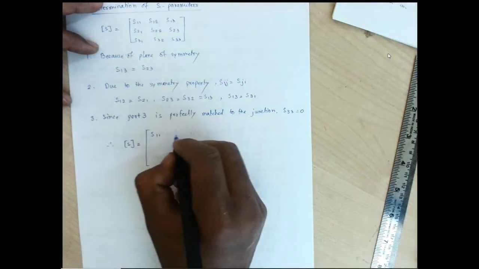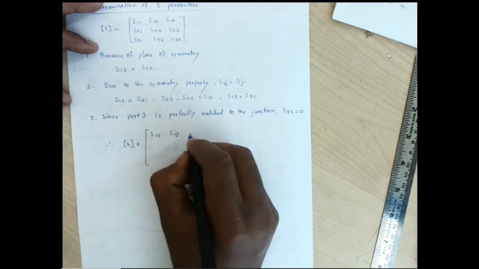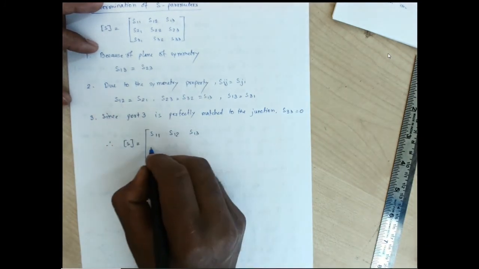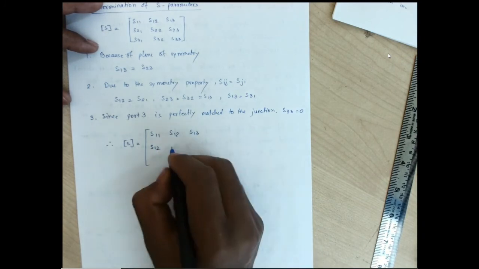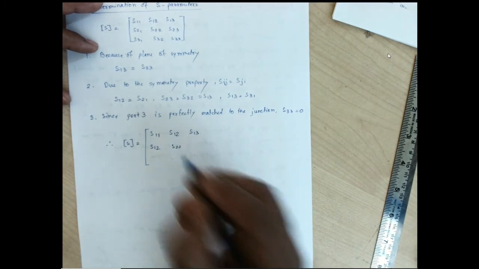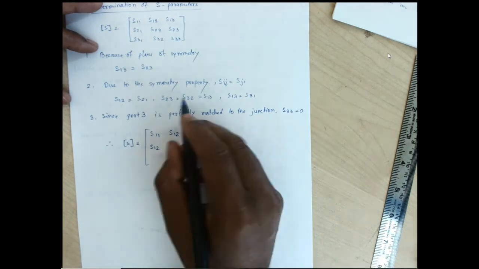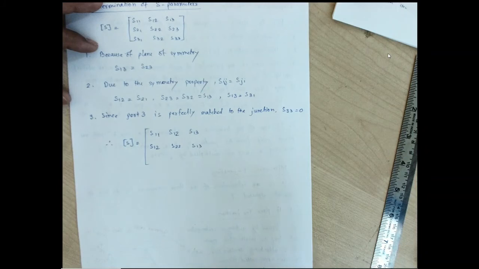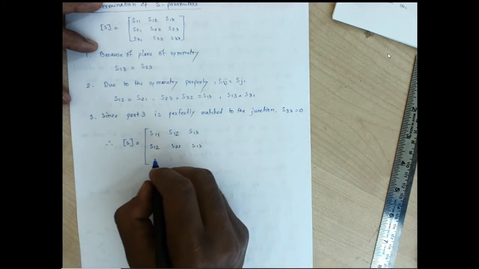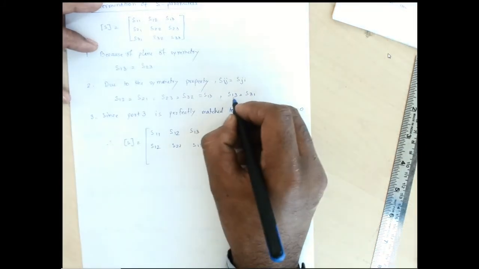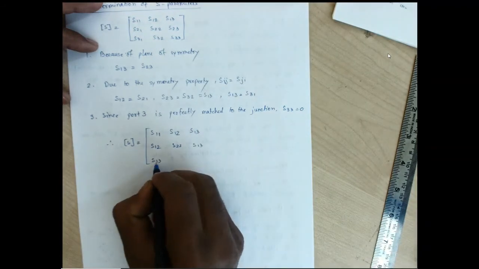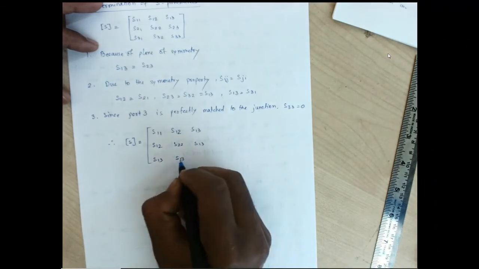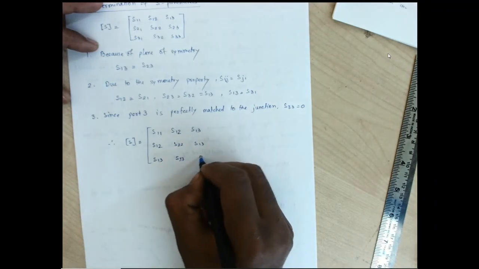S11, S12, S13. S21 is the same as S12, S22 is there, S23 is the same as S13. Again S31 is the same as S13, S32 is again the same as S13, and S33 is 0.